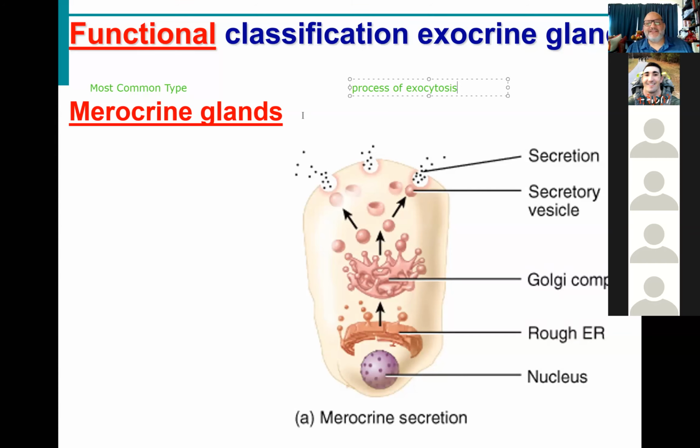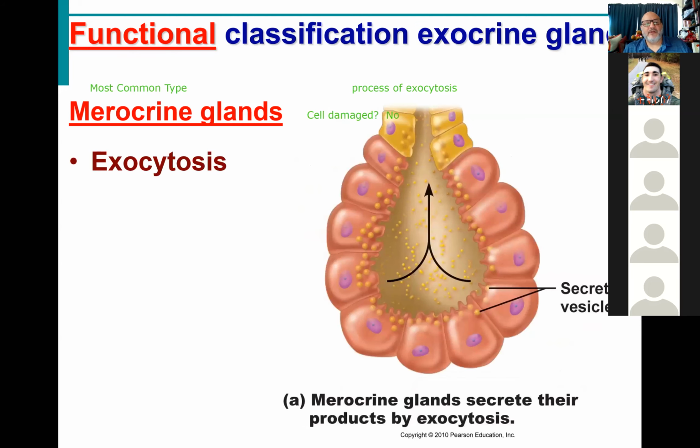Now, is the cell damaged by the process? Is the cell damaged by the process of exocytosis? No, right? This is not damaged in this process. In fact, that kind of sounds like a silly question. We'll see why it's not a silly question in a minute, but it does kind of seem like a silly question. No, the cell is not damaged. The cell's not changed by this process, right? And so it's something that can be occurring continuously. And like I said, this is the most common type, right?